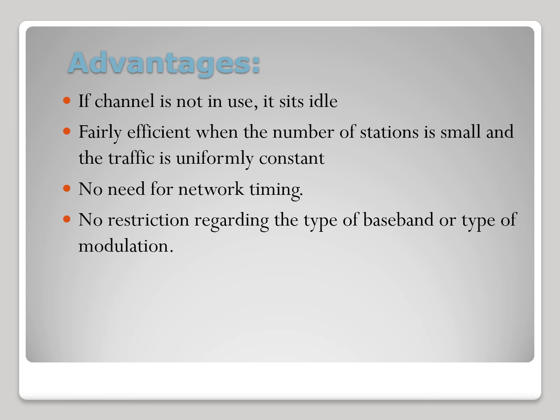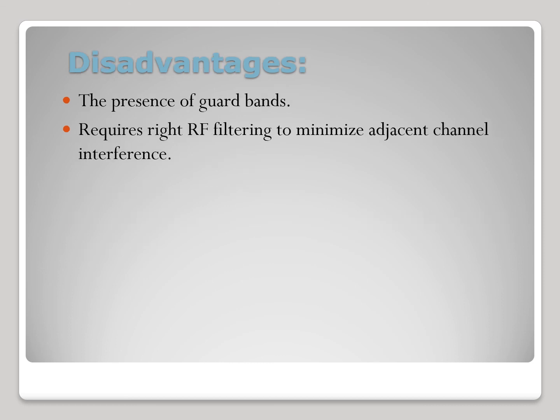Advantages of FDMA: it is fairly efficient when the number of stations is small and traffic is uniformly constant. No need of network timing, no restrictions regarding type of baseband or type of modulation. We can communicate at any time. If there is no communication, the channel will sit idle. Disadvantages: the presence of guard bands requires proper filtering for separating the signals and also for minimizing the adjacent channel interference.